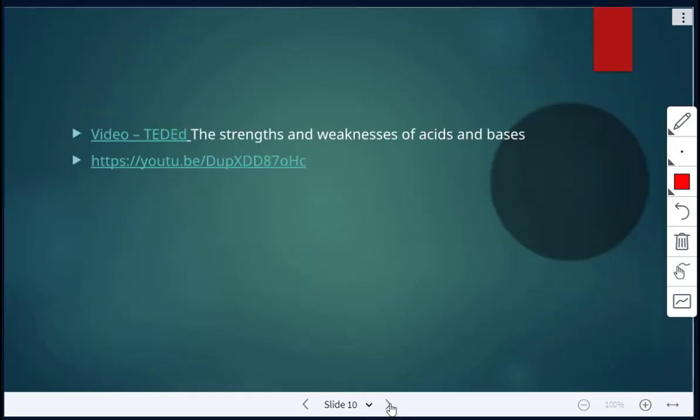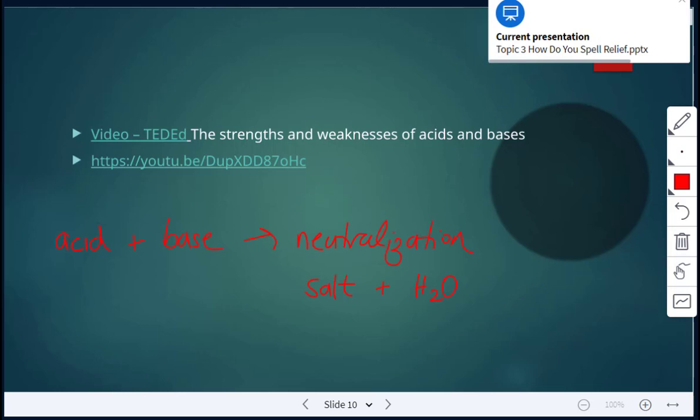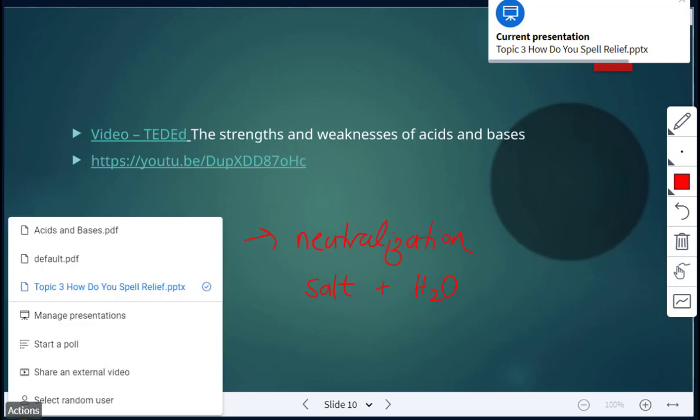All right, let's watch a quick video here on the strengths and weaknesses of acids and bases. All right, so just to show here that if you do have a reaction between an acid and a base, it is a neutralization reaction, and then the products of a neutralization reaction will always be a salt and water.